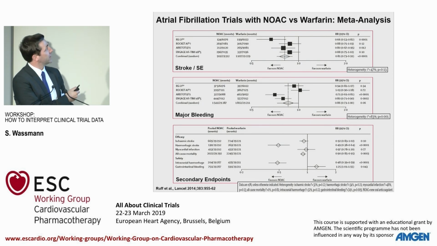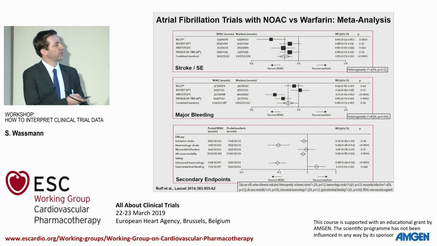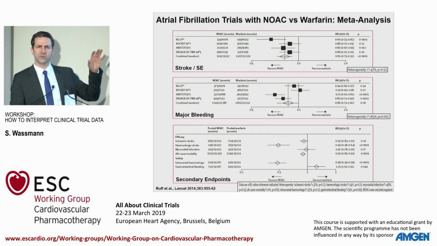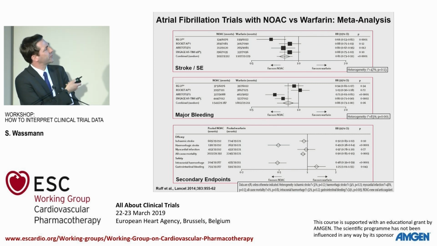Okay, good. Now this is a meta-analysis. Right after ENGAGE, there was this meta-analysis, combining the results of all 4 NOAC trials, which was RELY, ROCKET, Aristotle, ENGAGE, and you can see they always use the high dose for this comparison. This is for stroke and systemic embolism. This is for major bleeding, and these are secondary endpoints.